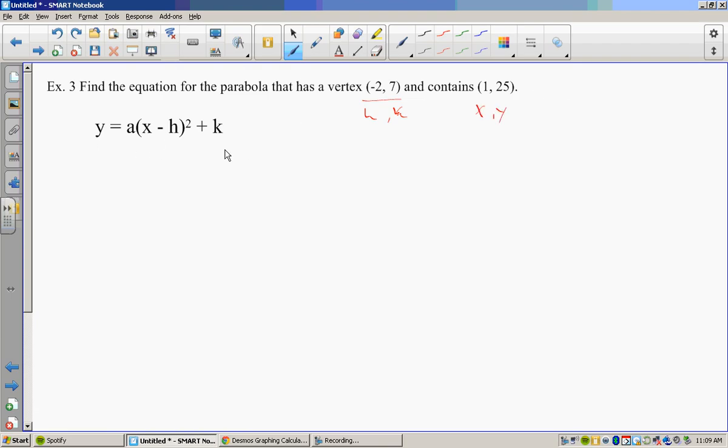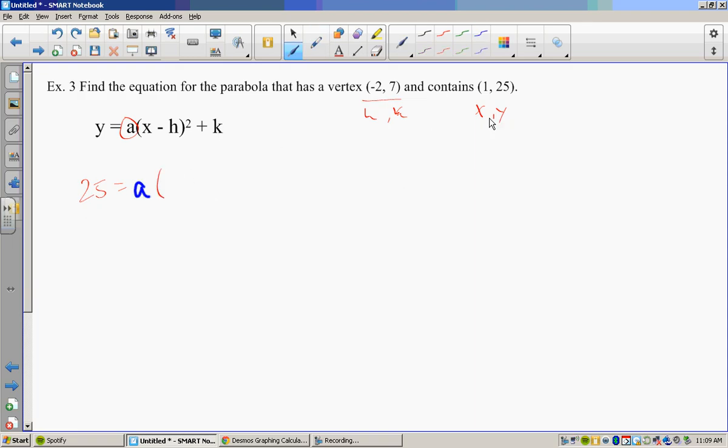So if we look at vertex form in general, the only thing we're missing is a. That's the guy we have to find first. Once we find a, we can rewrite our equation in the correct form. So we're just going to start by plugging stuff in the right values. H and k, x and y. Well, here's y, so that's 25 equals. I don't know what a is, so I'm going to leave a as a variable.